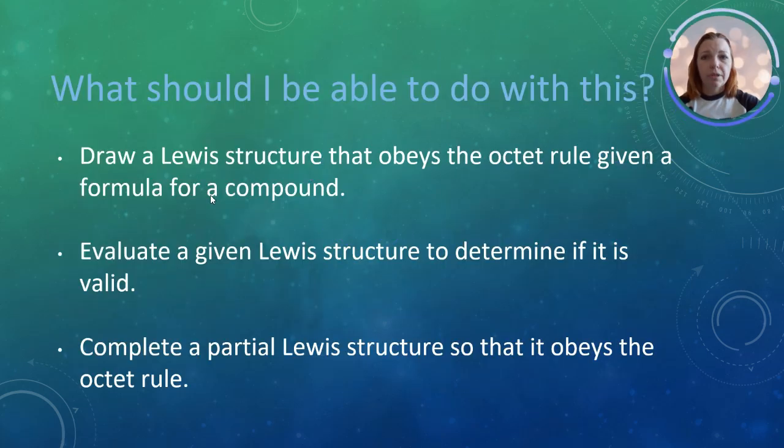What should you be able to do with this? You should be able to draw a Lewis structure that obeys the octet rule given a formula for a compound. You should be able to evaluate a given Lewis structure to determine if it's valid. And you should be able to complete a partial Lewis structure so that it obeys the octet rule. And what we're going to look at next in section 2.6 is how we make decisions between 2 valid Lewis structures to choose the correct one. So that'll be coming up next, and I'll see you then.